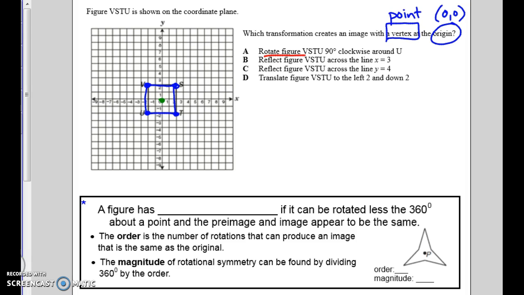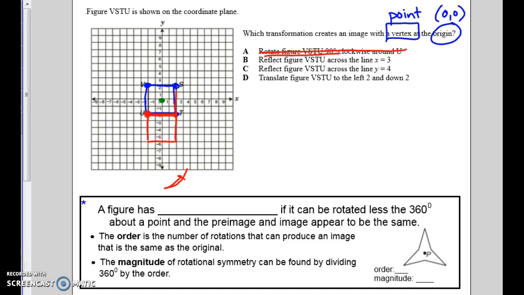So the first one, it says it rotates 90 degrees clockwise around U. That means that U is not going to move, and it's going to rotate 90 degrees. Well, if this line rotated 90 degrees, it would be here. And so that means that this line right here would have come down this way. So this would be my new shape. None of those points landed on the green dots. So that is not the right answer.